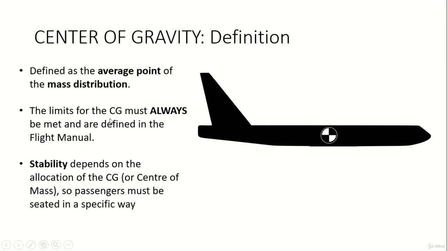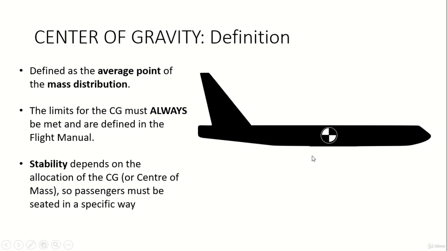Now, the limits for the center of gravity must always be met, and are defined in the flight manual. What I mean by this is that you cannot consider a center of mass which goes further to the back or further to the front of the aircraft, because if that were the case, the aircraft might become completely unstable. So if you are, for instance, allocating different passengers in an aircraft and there aren't a lot of passengers, you cannot consider putting them all at the front or at the back, because that would destabilize the aircraft, possibly due to the position of the center of mass.